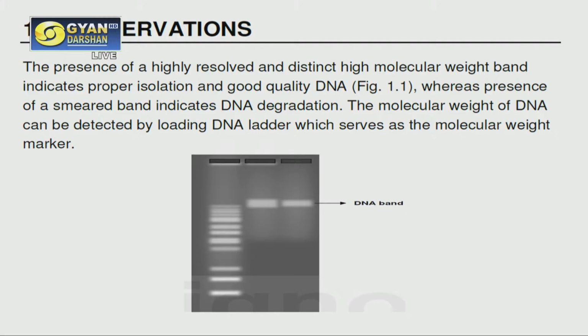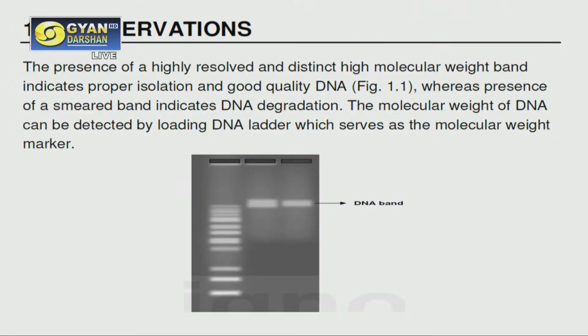But if your DNA is degraded, then you will get a smear. That means the DNA has been fragmented, or broken into small fragments, and therefore you will not get this sharp, intense, intact band. So this is the ideal picture which is expected for an intact genomic DNA.